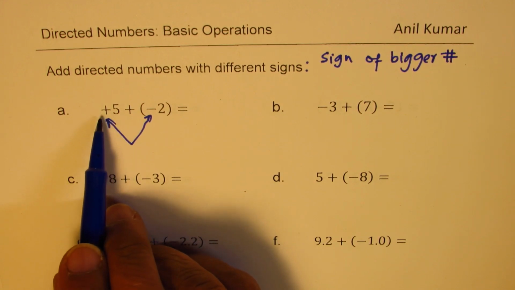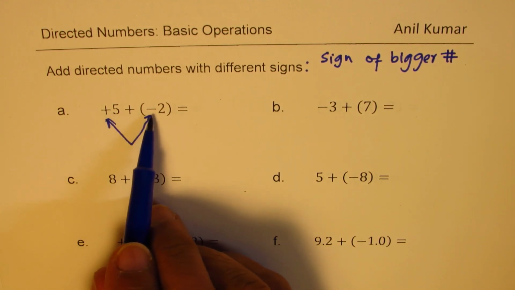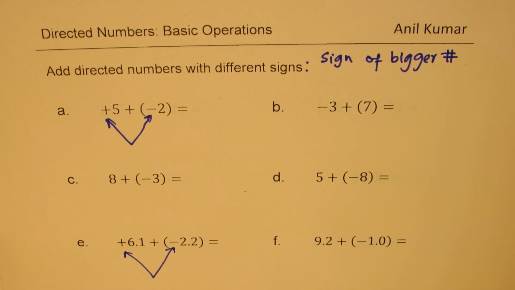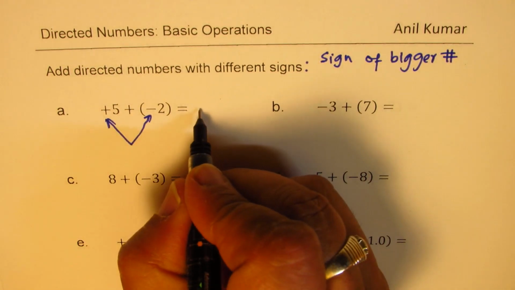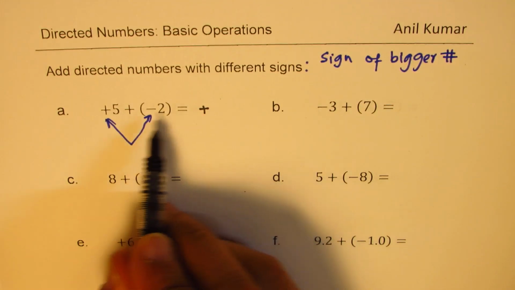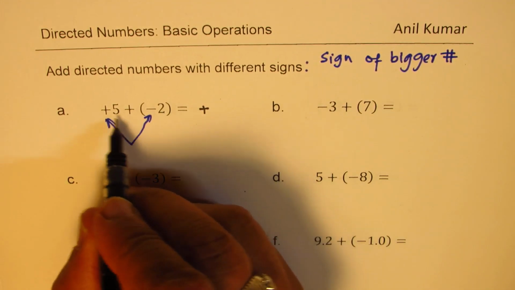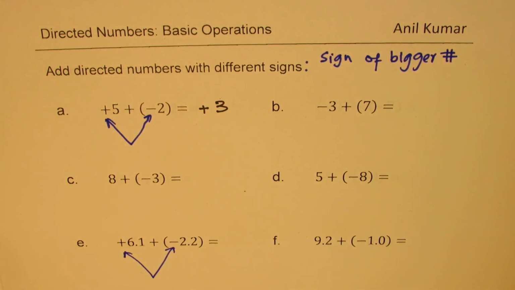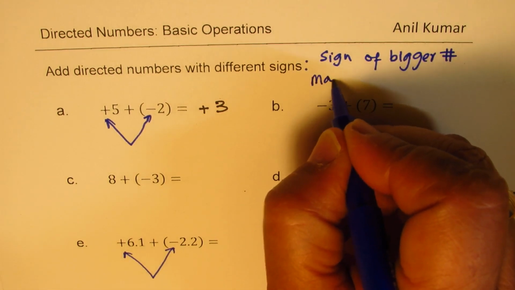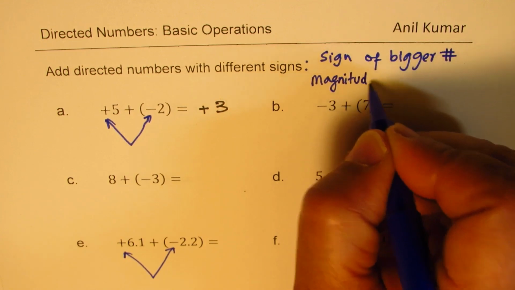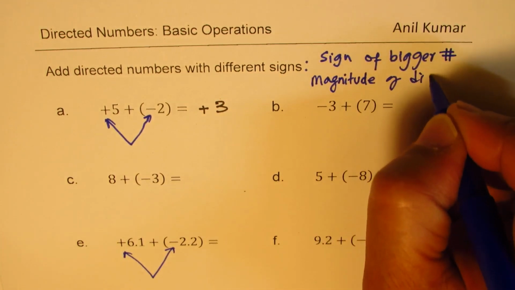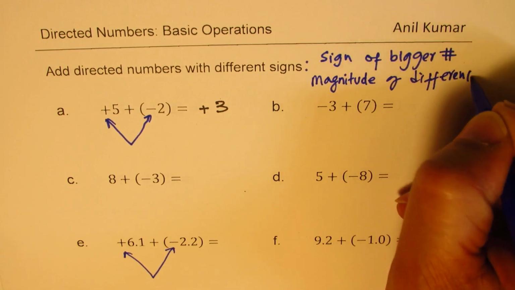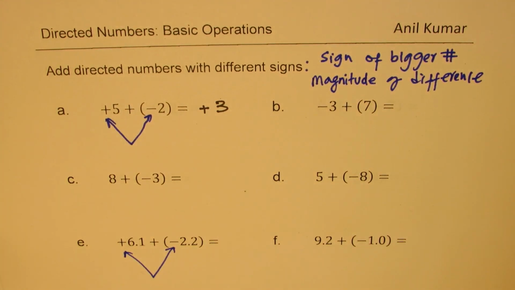So in this case, when you are adding 5 plus with minus 2, the sign of the bigger number is plus, 5 is bigger, and the result is the difference of the 2. So the result is take away 2 from 5, which gives us 3, right? So what you get here is the sign of the bigger number, and we have the magnitude of the difference. So it is going to be smaller, right? So the magnitude of the difference, so absolute value, right?